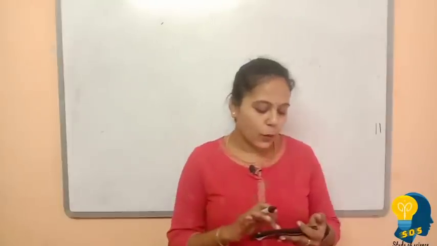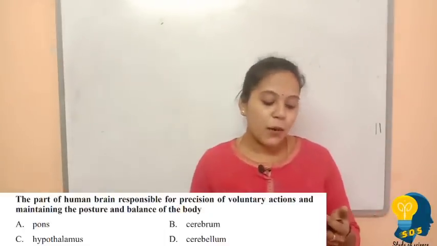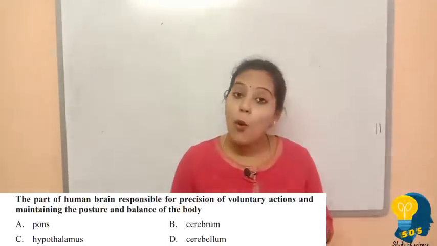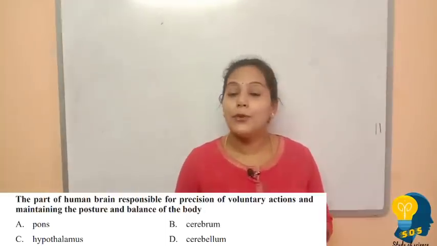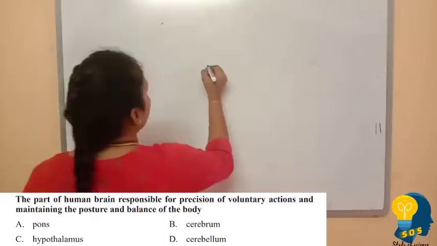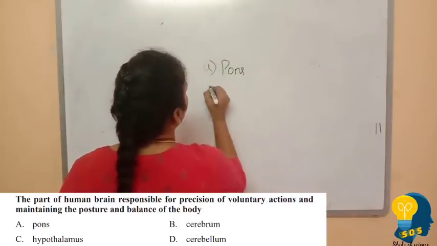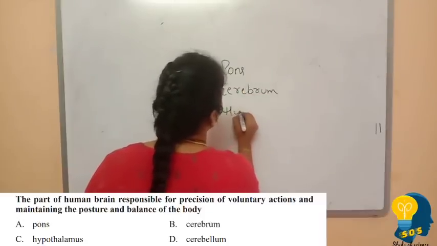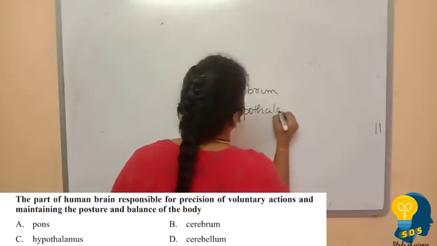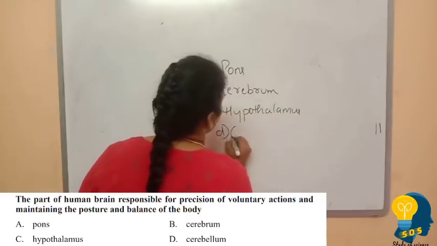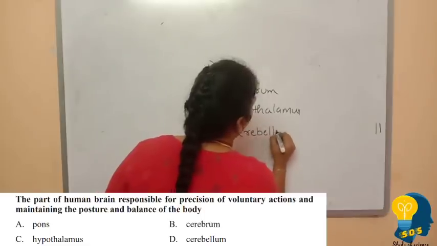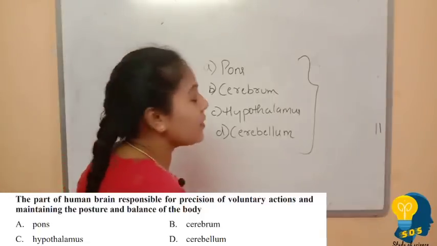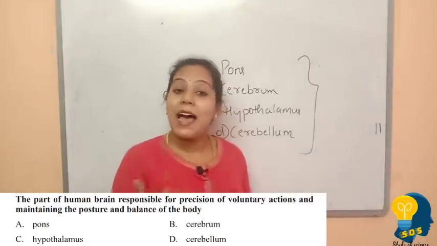Okay. So moving to the next question, the part of the human brain responsible for precision of voluntary actions and also maintaining posture and balance in the body. You have to note it properly. And the options are, option A is pons, option B is cerebrum, option C is hypothalamus, and option D is cerebellum. So you have to find out the part of the brain which is responsible for precision and also for maintaining the balance of the body.